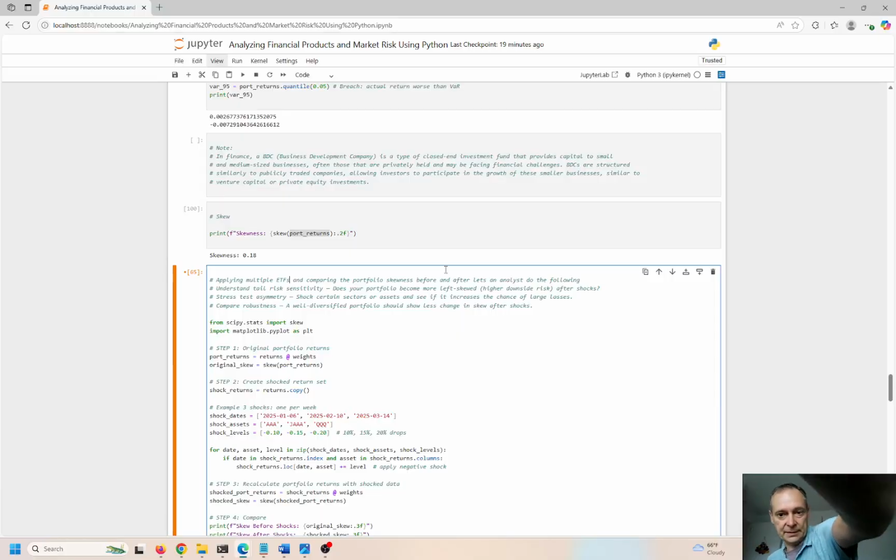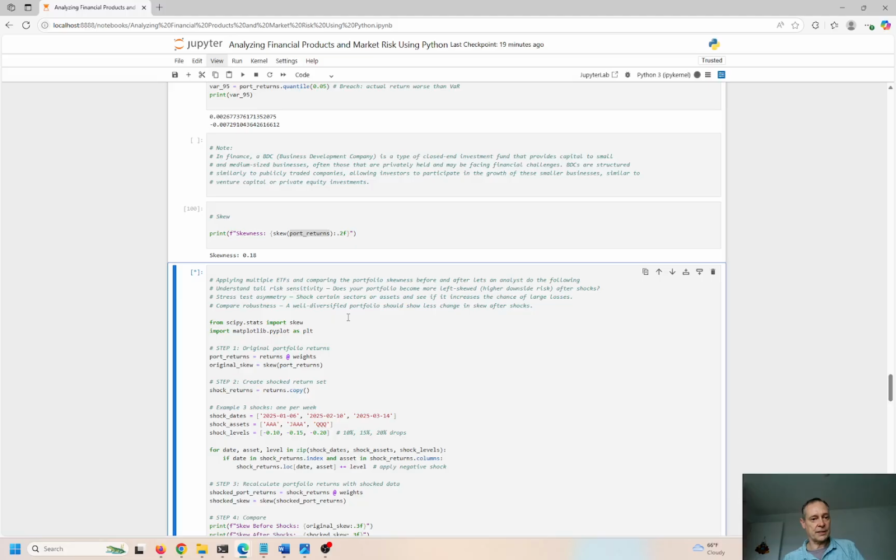This lets an analyst do the following. Basically understand tail risk sensitivity. Does the portfolio become more left skewed or higher downside risk after the shock? We can see evidence of that. Stress test asymmetry: shock certain sectors of assets to see if it increases the chance of larger losses, and compare robustness. A well-diversified portfolio should show less skewness after a shock.